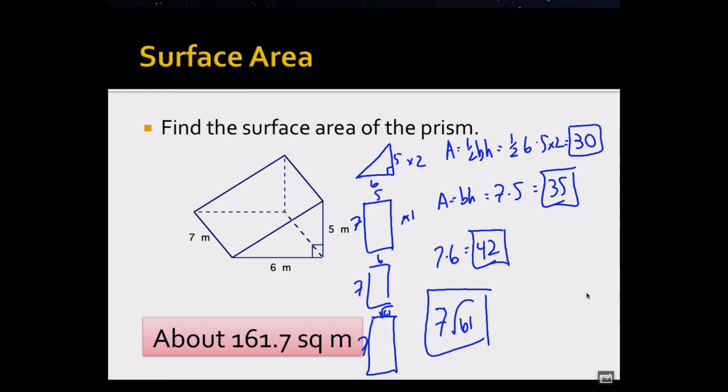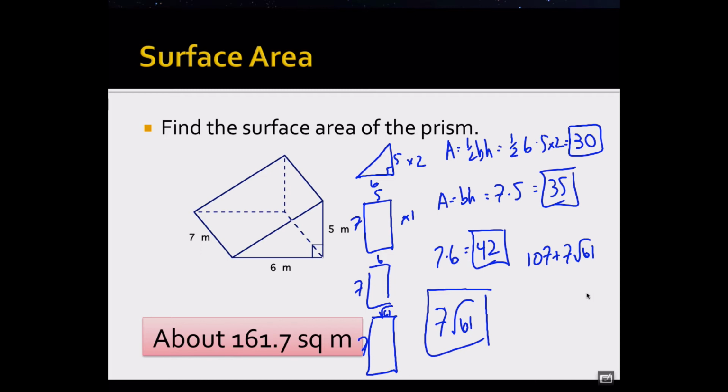Now, finding the total surface area, add all those things up. If you wanted an exact answer, you'd get 107 plus 7 square roots of 61, which is kind of a silly answer. So you would take the approximate of 161.7. How many people use that technique? All right, the rest of you, I assume, used the formula or didn't get it.